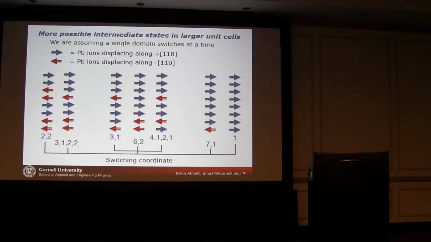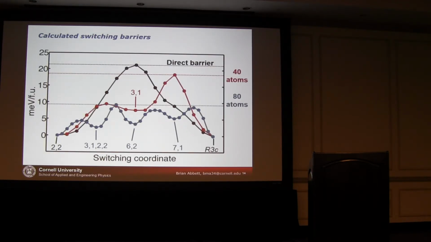I've calculated migration barriers for all of these possible pathways. What I'm showing here is just the lowest such migration barrier. It's now just under 10 MeV per formula unit. But just for the sake of clarity, I didn't put all of them on here. The other ones aren't much higher; they're all below 12 MeV. So by doubling the unit cell here, we've basically cut the migration barrier in half and increased the number of possible pathways to connect this 2-2 phase to R3C. The next thought is, does this trend actually continue as we go to larger unit cells?